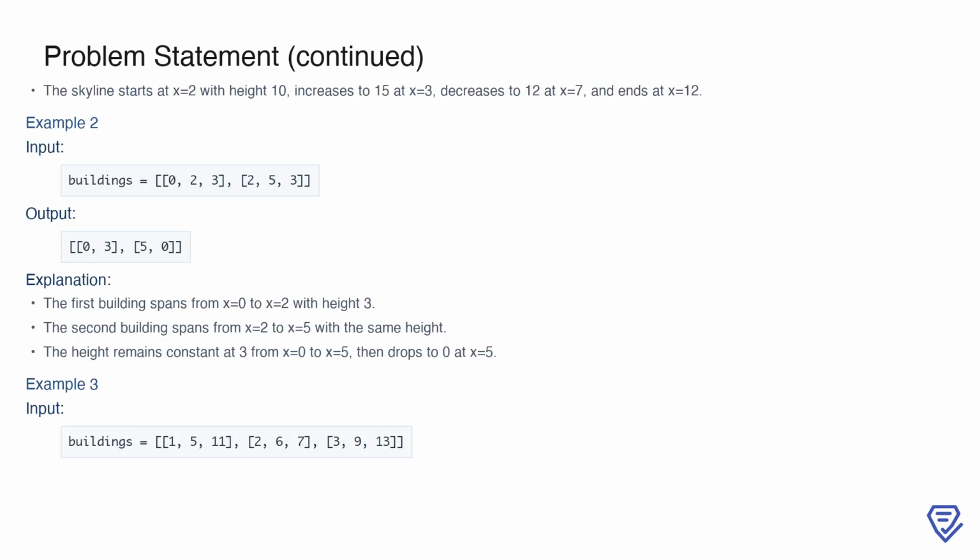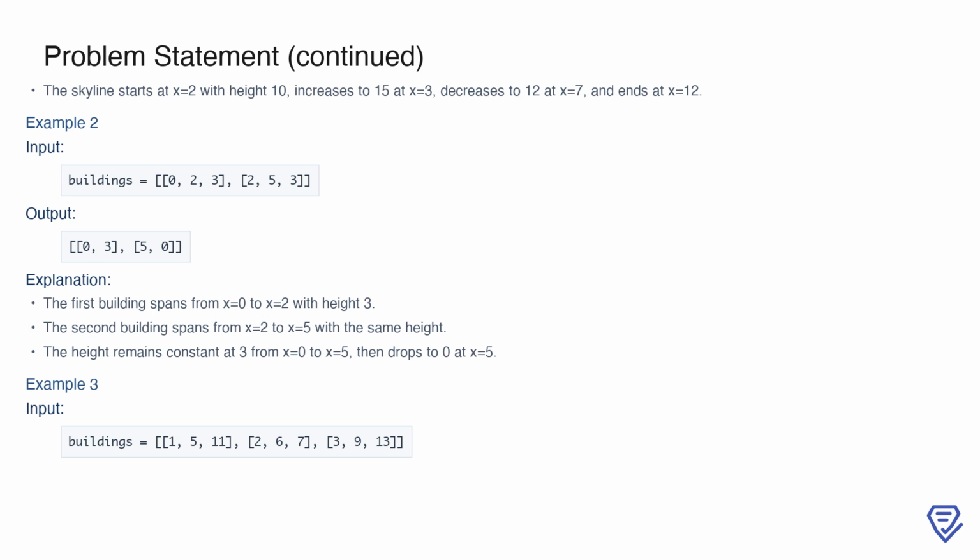Breaking this down further, the skyline begins at x equals 2 with a height of 10, reflecting the first building. At x equals 3, the taller second building increases the height to 15. Then, at x equals 7, the height decreases to 12 as the second building ends, leaving only the third building. Finally, at x equals 12, the skyline drops back to 0, marking the end of all buildings.